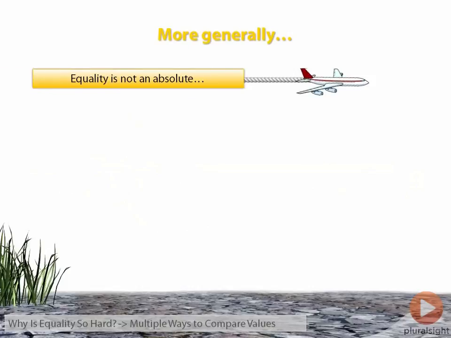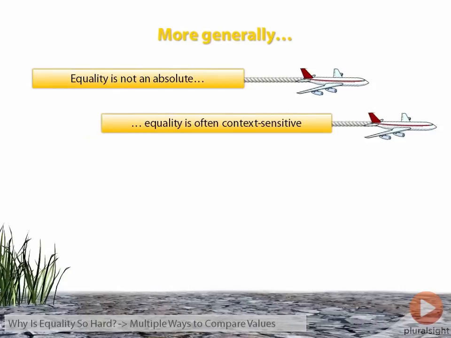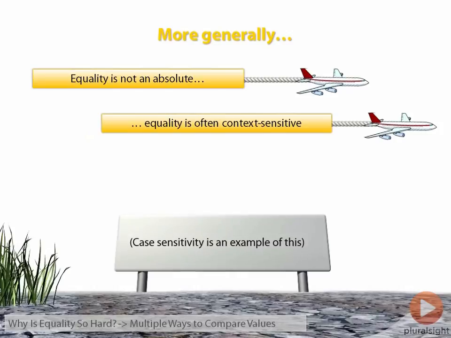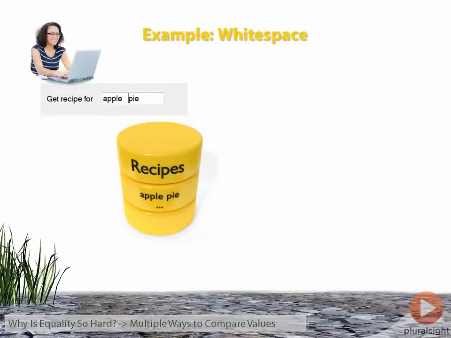But this illustrates a wider point that equality isn't really an absolute in programming. Rather, the meaning of equality is in general context sensitive. And case sensitivity is simply the most well-known example of that. I'll just mention two more examples of context sensitivity.